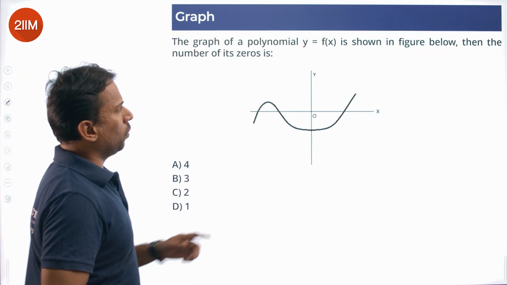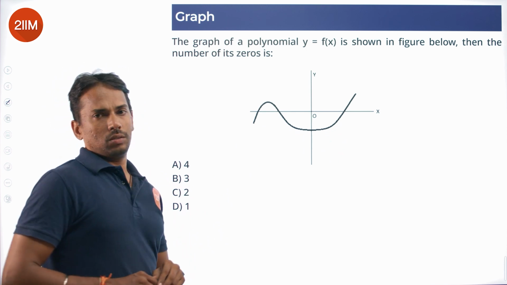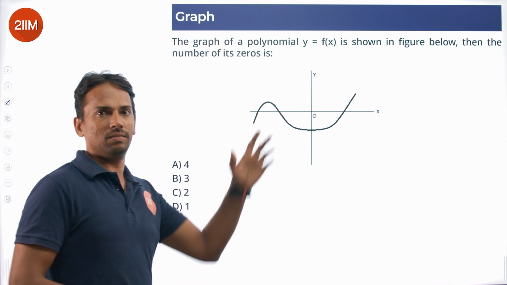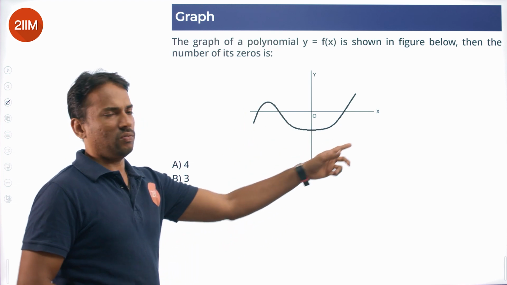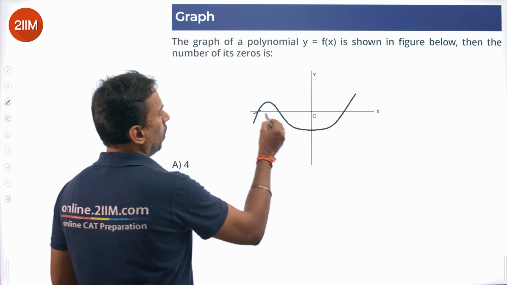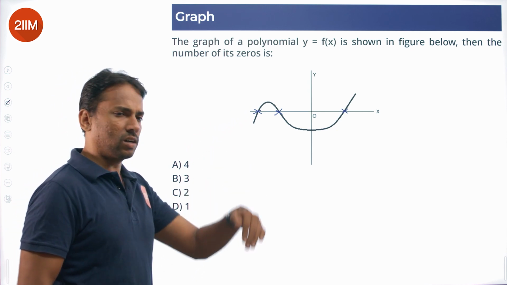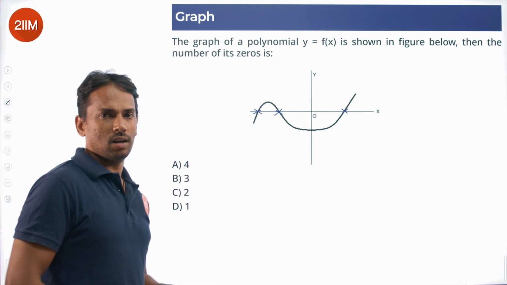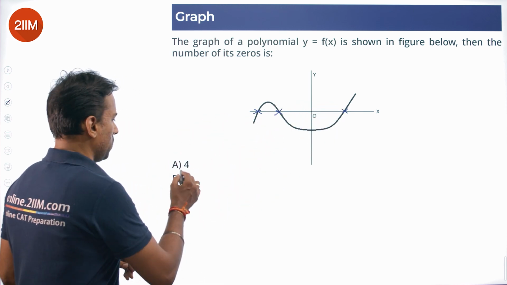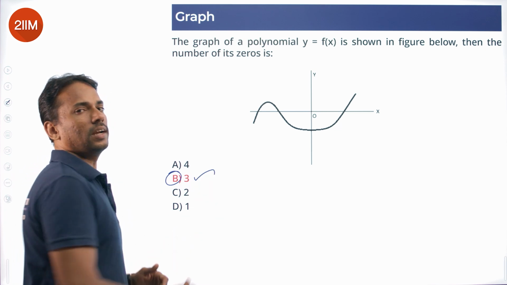The graph of a polynomial y equals f of x is shown here. Then the number of zeros. So how many zeros does this function have? It's 0% calculation, 100% observation, so very simple to see. We need to find at how many points this graph is passing through the x-axis. 1, 2, 3. So there are 3 zeros. The points where the curve or function passes through the x-axis are what we call zeros. There are 3 zeros here. So option B, 3, is the right answer.